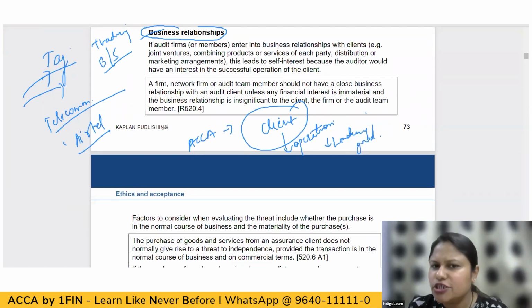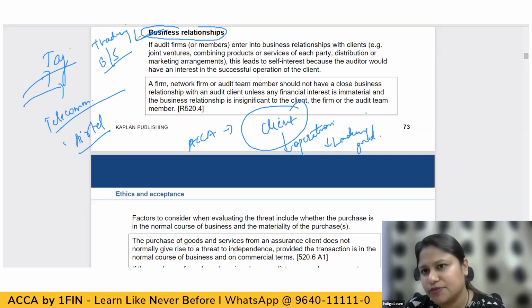Correct? So because of which they tell, do not have any kind of business relationship. Do not buy anything in bulk from them. Don't have a regular transaction with them. Because if that is the case, then definitely there is going to be a possibility that you might lose.